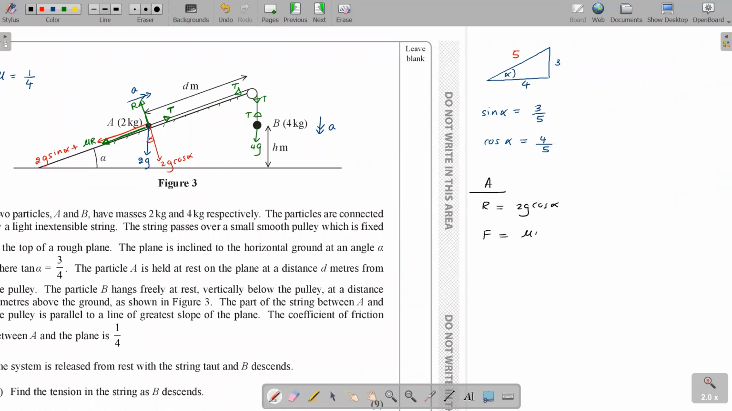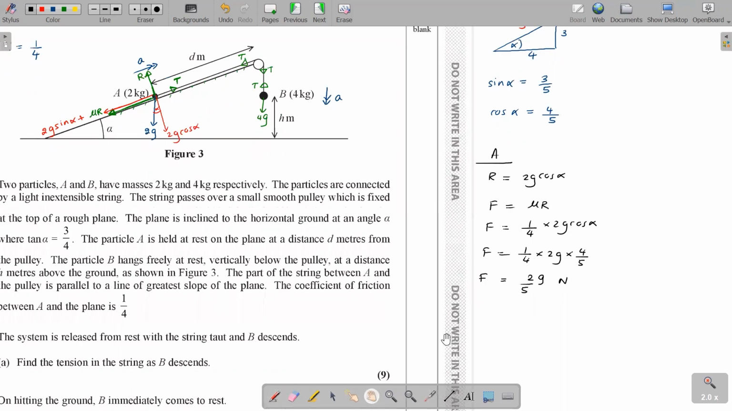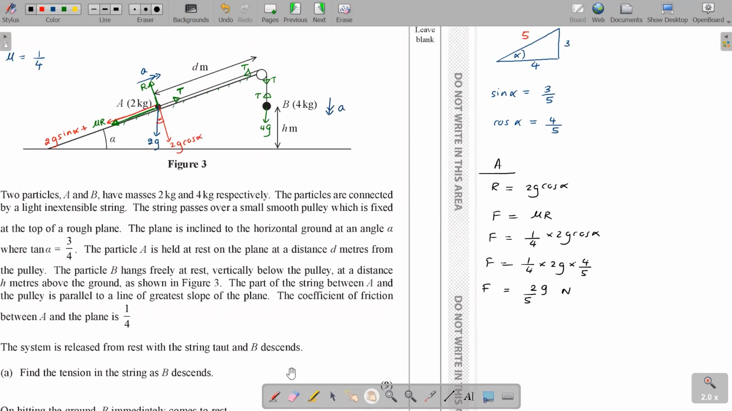Friction is mu R. Mu is 1 over 4. Normal reaction is 2g cos alpha. Let's find those values. It's easy for us. 1 over 4 into 2g cos alpha, which is 4 over 5. Can you all simplify and get me the friction in terms of g? Okay, 2 over 5, 2g over 5. I'll keep the answer in terms of g, because whenever you use g as 9.8, the final answer should be kept to 2 or 3 significant figures as well. So I'll keep it in terms of g at this point. Okay, I have found the friction, I have found the normal reaction.